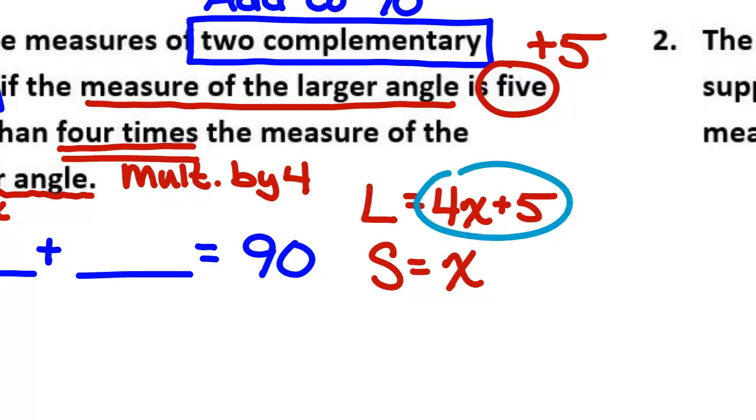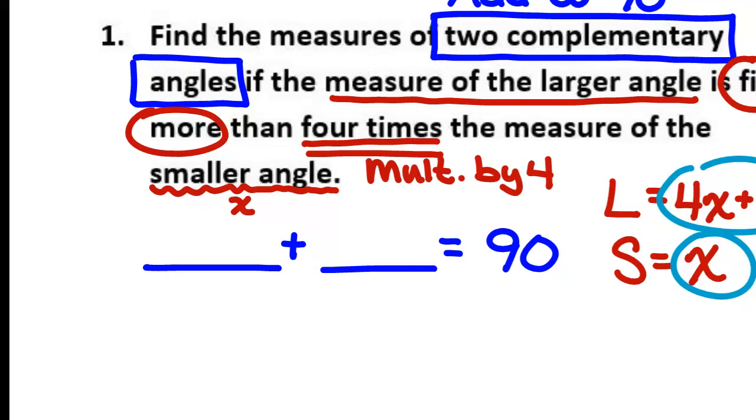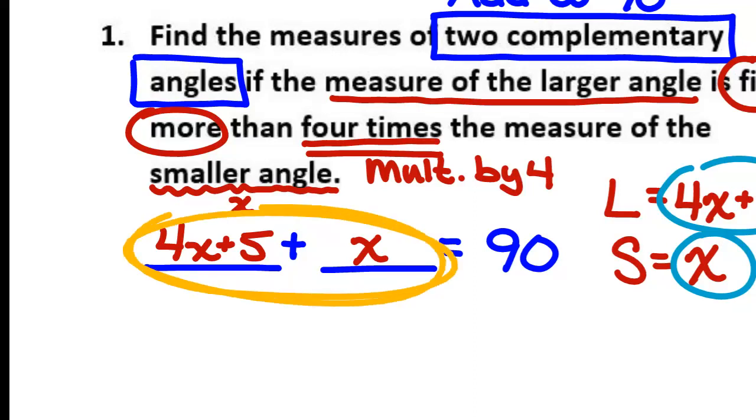These are the 2 things that we're going to plug in. I have my larger angle, 4x plus 5, together with my smaller angle, x. And we're going to use this to solve for x now. Looking at just the left-hand side, I'm not going to touch the 90 yet. Are there any like terms that we should be putting together?